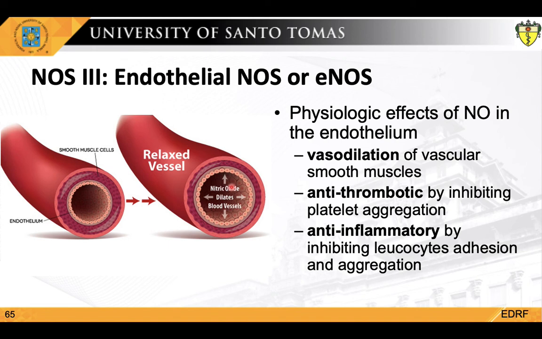Nitric oxide has several physiologic effects in the vessel endothelium, namely, first, it serves as a vasodilator of vascular smooth muscle. Second, it is antithrombotic by inhibiting platelet aggregation. And lastly, it is also anti-inflammatory by inhibiting leukocyte adhesion and aggregation.